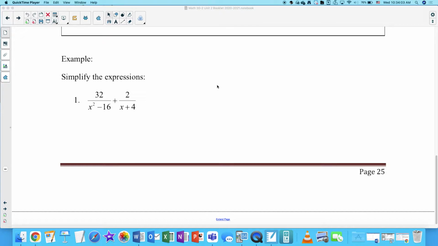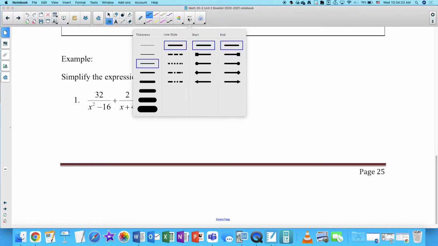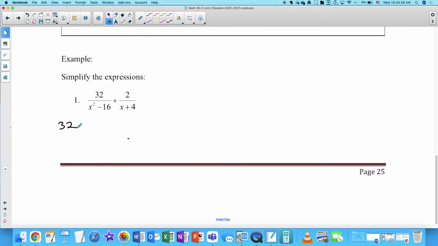Factor everything, right. So if I look at my first rational expression, 32 over x squared minus 16, can I factor anything there? Yeah, the denominator. How do I factor that? It's a difference of squares, yes. So my expression will be 32 over x plus 4 times x minus 4, and then plus 2 over x plus 4. That one's already factored.